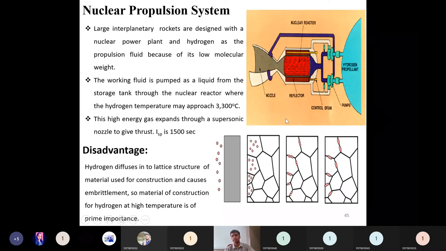So the construction material needs to be strong enough to support the nuclear propulsion system. This is the only disadvantage. Though it has a high specific impulse compared to the chemical energy system, due to this disadvantage a careful consideration of design principles needs to be adopted. Otherwise, hydrogen will get inside the construction material and directly attack the grain boundary, and it will cause creep or embrittlement, and sudden failure can happen.